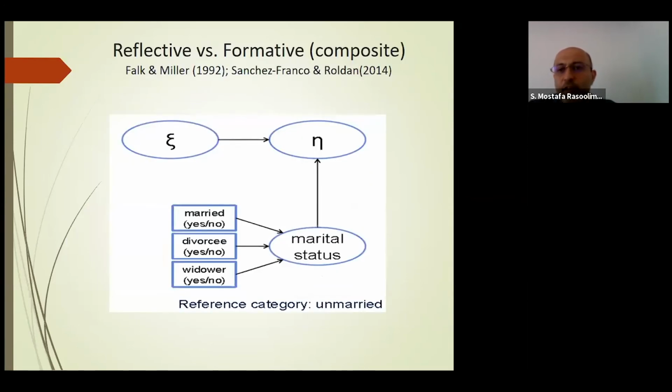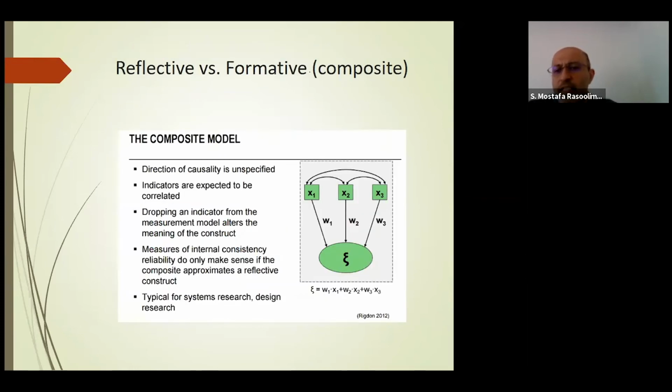Another type of construct that we already discussed is composite. Composite is similar to formative, but we don't have an error term at the construct level. So a composite construct is a formative construct that we design. There is no error term at the construct level. There are no missing items to measure formative.